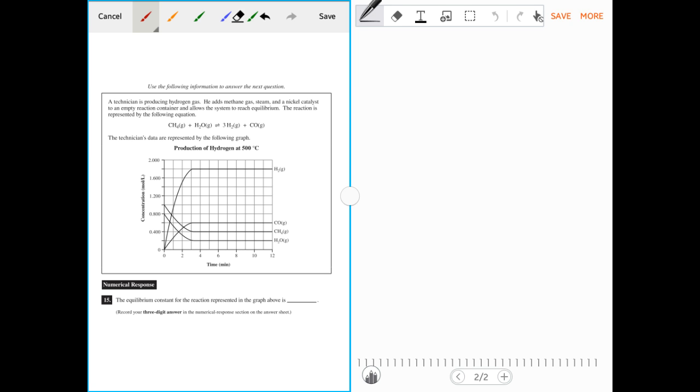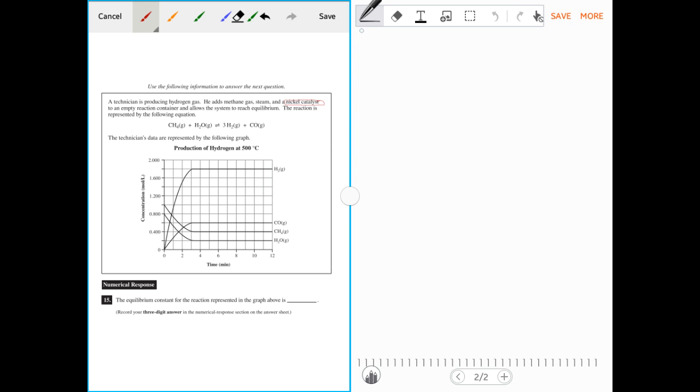So a technician is producing hydrogen gas. He adds methane gas, steam, and nickel catalyst. Okay, nickel catalyst isn't part of our reaction. Remember, it's just a thing to help this reaction move forward in a timely fashion. Okay, and it's to an empty container to allow the system to reach equilibrium. The reaction is represented by the following equation. So it says the technician's data is represented by the following graph, and he has the graph here. So once you see no more changes or no visible changes in the concentration, you will see that that's when the system has reached equilibrium.